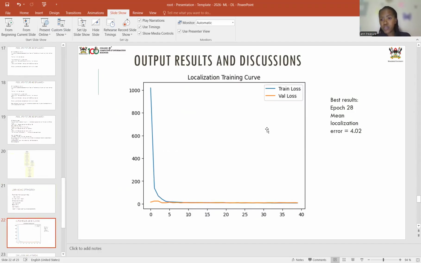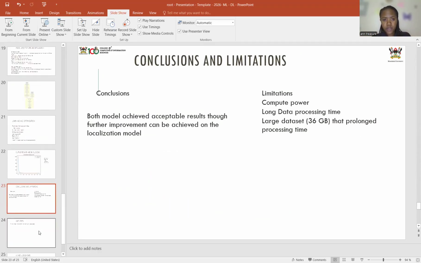So these were the output results. We had the best results occurring at epoch 28 and having a mean localization error of around 4.02, which means that the model was 4 units away from the true value. So the conclusions and limitations: we have a conclusion whereby both models achieved acceptable results, though further improvement can be achieved on the localization model.